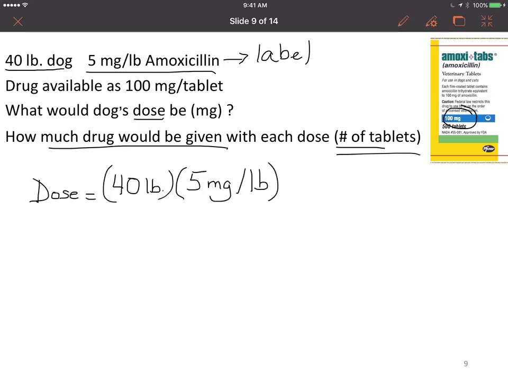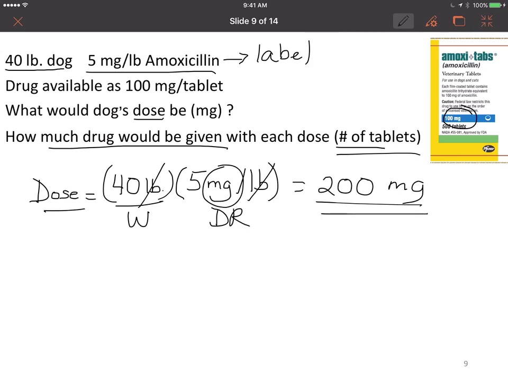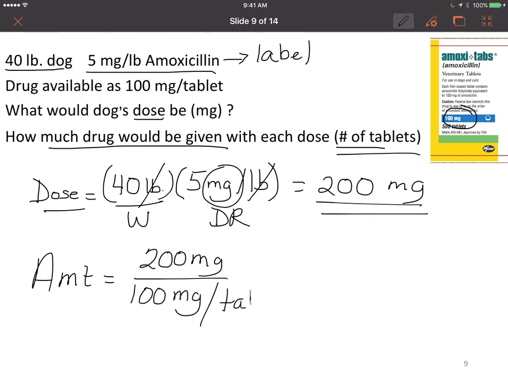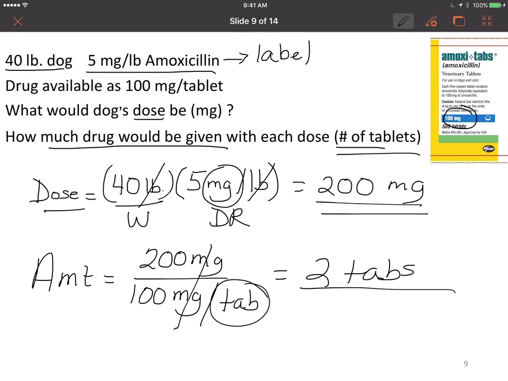Okay, I've written out our dose formula here. Dose equals weight times dosage rate. In this case, I didn't have to convert from pounds to kilograms because my dosage rate was in mgs per pound. That's important. We can cancel out our pound units. 40 times 5 equals 200, and our units are in milligrams. So here's our dose right here, 200 milligrams. Amount is dose, which is 200 milligrams, divided by the concentration of the drug, which is 100 mgs per tablet. Cancel our milligrams. 200 divided by 100 equals 2, and our units are in tablets, 2 tabs. So this animal will be getting 2 amoxicillin tablets for each dose.